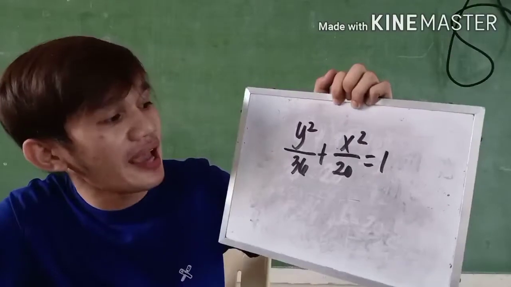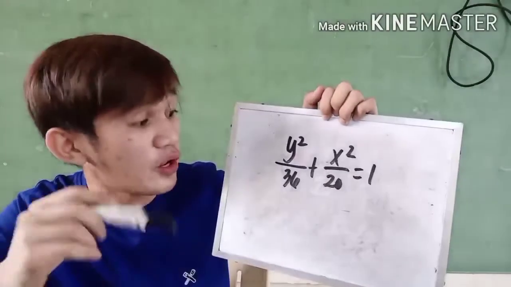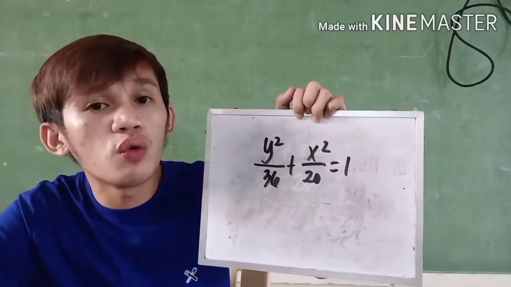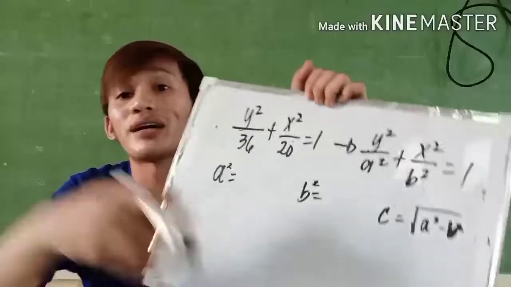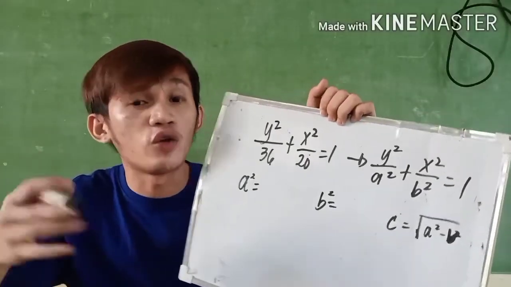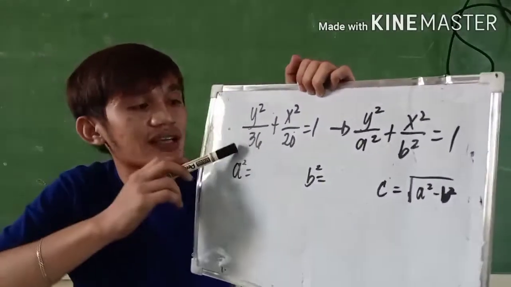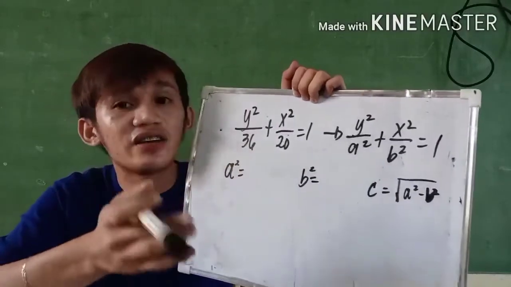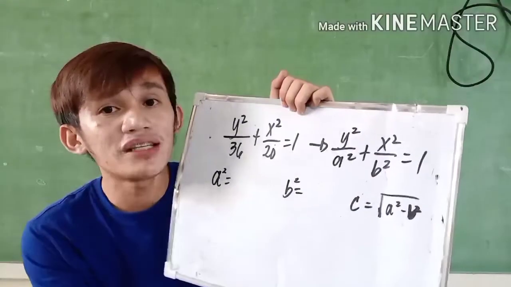So we have y squared over 36 plus x squared over 20 is equal to 1. The first thing that you need to do is identify kung anong form ba siya. Yung given natin, kung saan siya nakasulat na form. So we have this y squared over 36 plus x squared over 20 equals 1, written in the form y squared over a squared plus x squared over b squared.